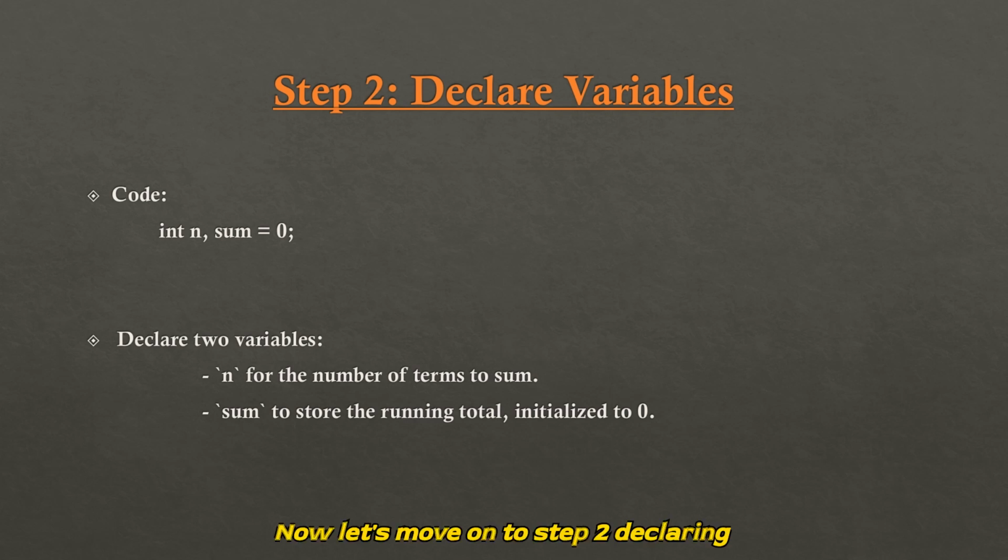Now let's move on to step 2, declaring variables. In this program, we need to store the number entered by the user and the running total. We declare two variables, n to store the user input and sum, which will keep track of the total sum as we calculate it. Initially, we set sum to 0, since we haven't added anything yet. Declaring variables is a fundamental concept in any programming language, and in C, we must specify the data type of each variable, like int for integers in this case.